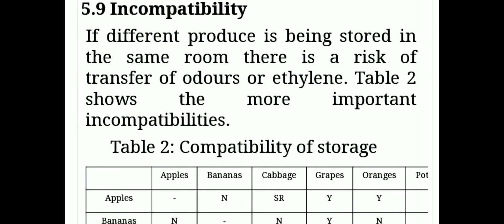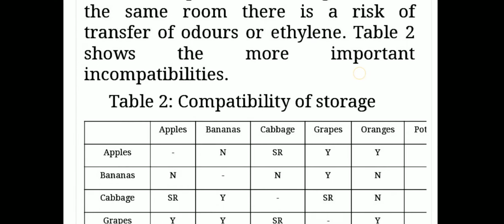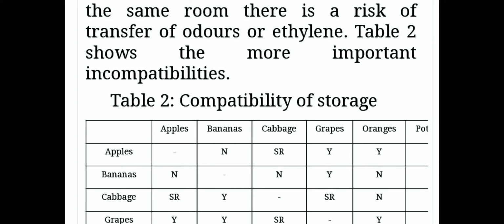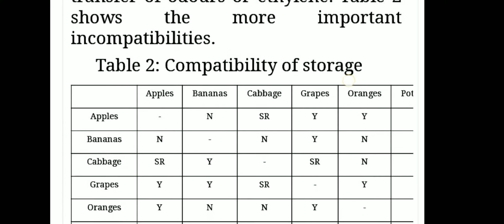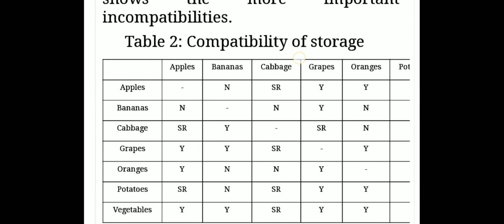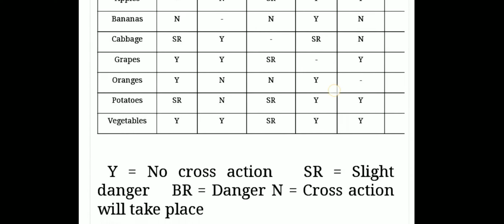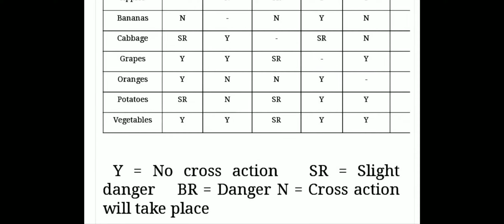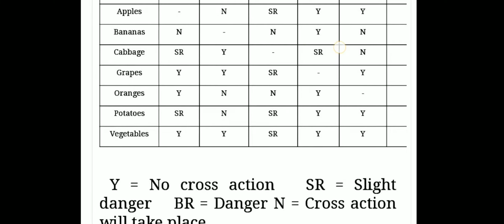So now the compatibility of storage, what can be kept with what. This is the compatibility. Now we can see this table like that. Y means no cross action, SR means slight danger, then BR is danger, N is the cross action will take place.